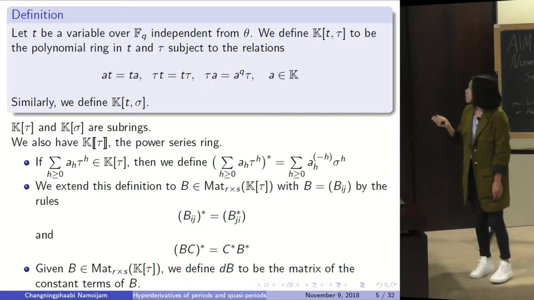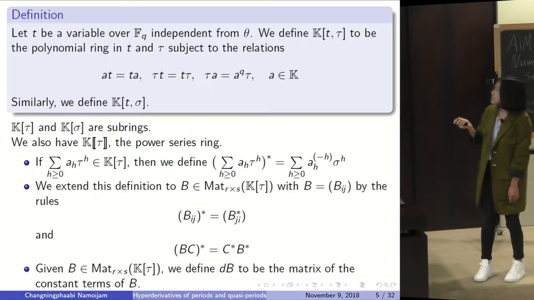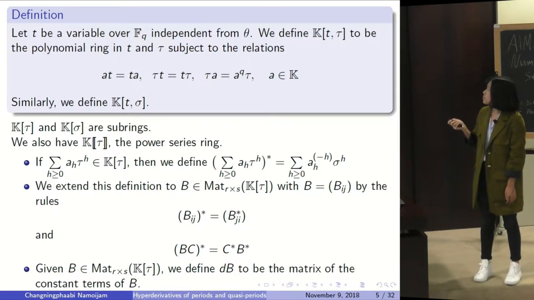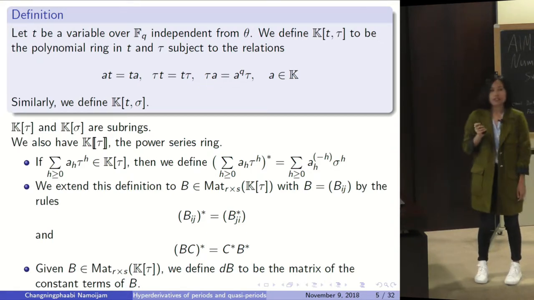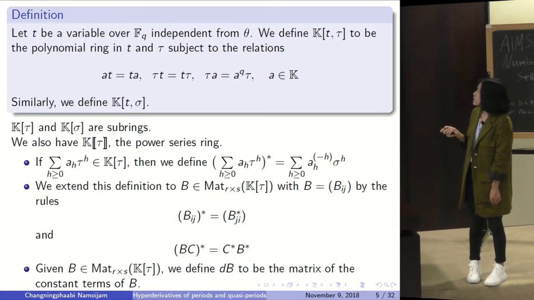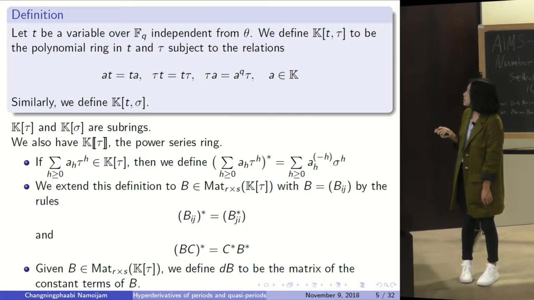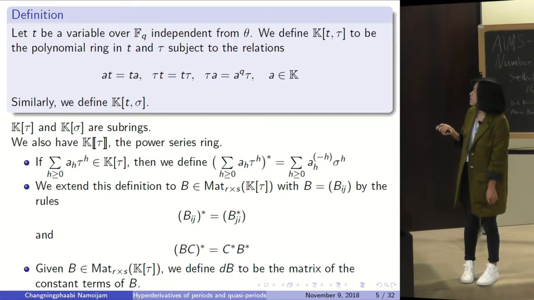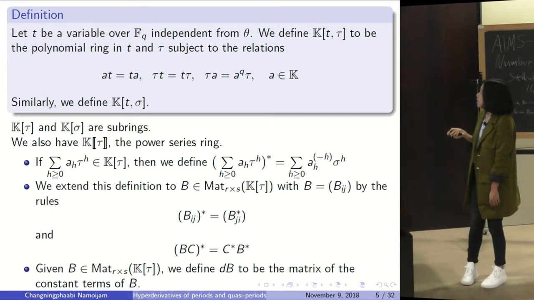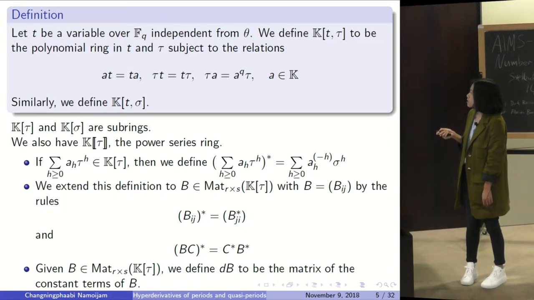Okay, so I let t be a variable independent from theta, and I define K[t][tau] to be the polynomial ring in t and tau, such that t commutes with all elements, and tau acts on a in K as tau a equal to a to the power q tau. And similarly, we define K[t][sigma], where t commutes with all elements, and sigma acts on an element a of K as sigma a equal to a to the power 1 over q sigma. Okay. And K[tau] and K[sigma] are subrings.